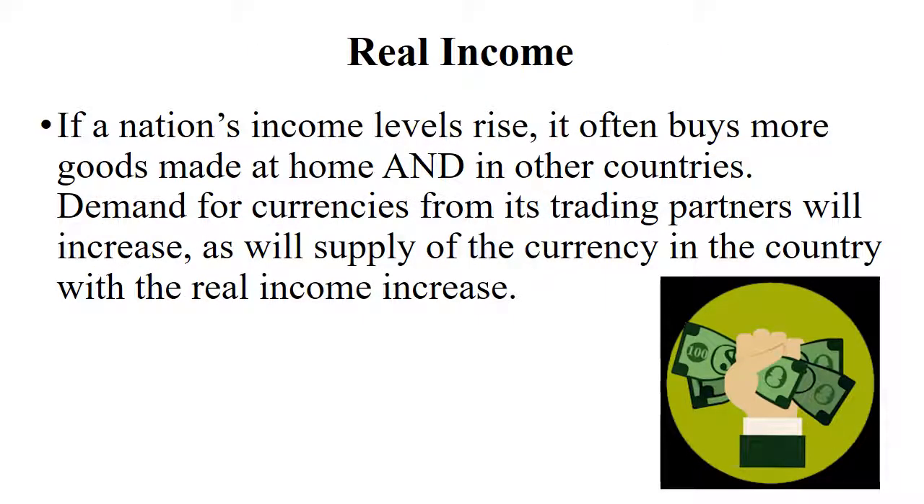Real income means that a country that we trade with might become wealthier overall. If that's true, they'll buy more goods made in their own country, domestically produced goods, but if they have a lot of extra money, they'll buy more imports too. They'll buy more things from their trading partners. So a wealthy country will have an increase in demand for other currencies because they want to buy more products now they're doing better financially. So when they demand more of other currencies, they will supply more of their own.